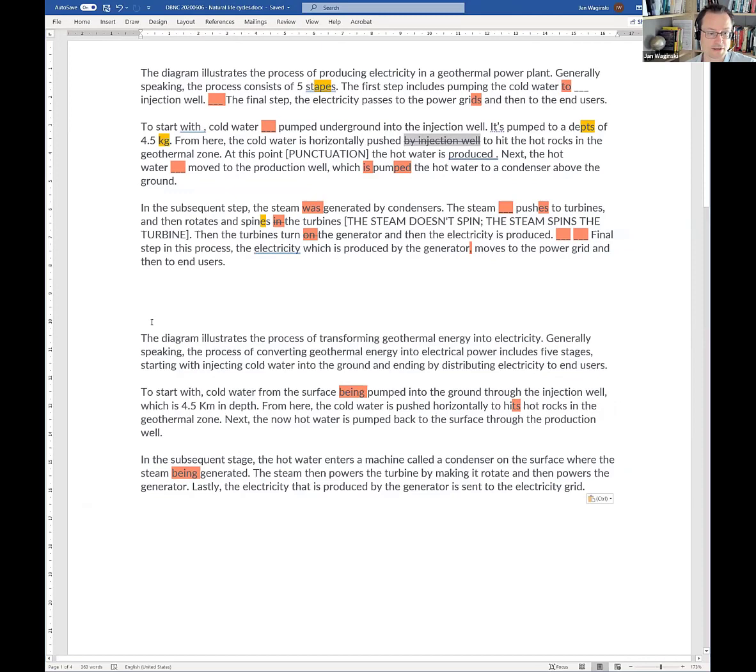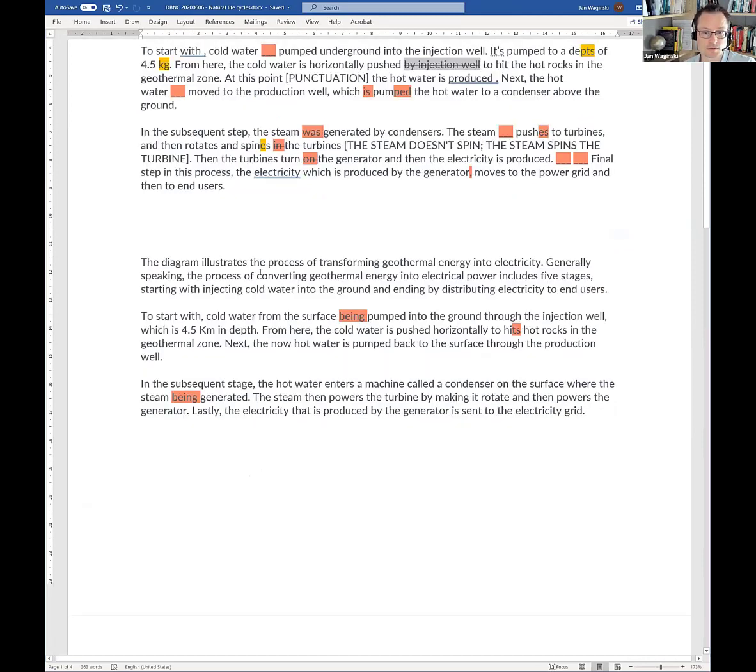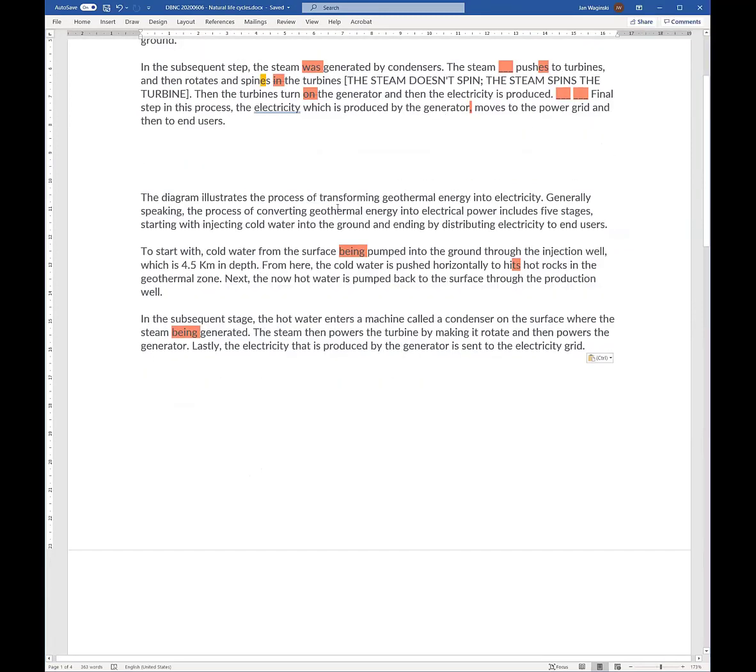Okay, so yours is the second one here. First paragraph, very nice. To start with, cold water from the surface being pumped into the ground through the injection well, which is 4.5 kilometers in depth. Okay.